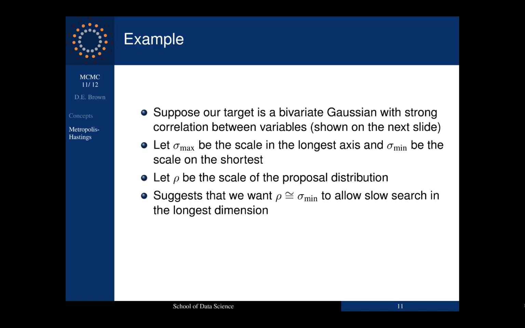It suggests that we want to have rho as close to the minimum scale to allow a slow search, so that we'll actually look across this distribution and find the major points. We obviously want to find the maximum, but we want to get a sense of how the distribution slopes. We'll get all of that if we use a rho, which is the scale of the proposal distribution, close to the smallest scale of the target distribution that we're after. The number of steps then to get past burn-in is roughly of order sigma max over sigma min squared. Again, this is a rough estimate.